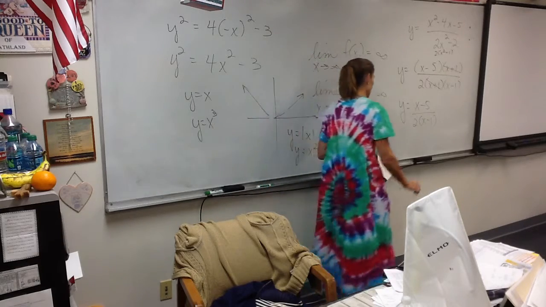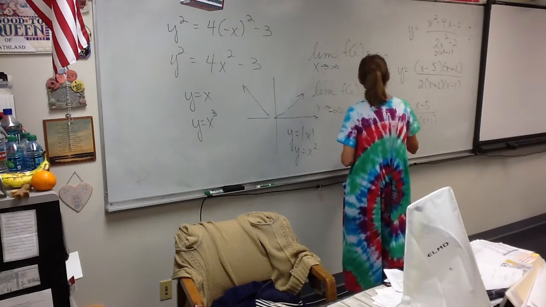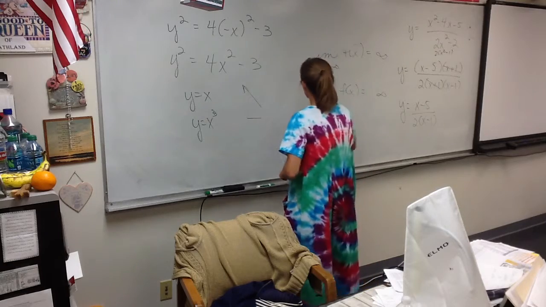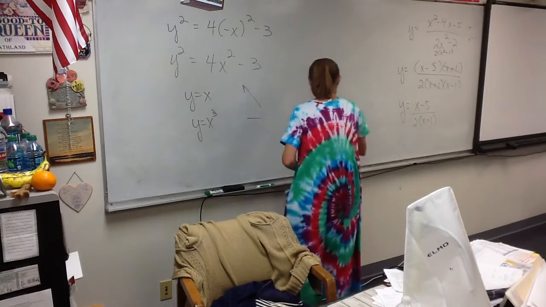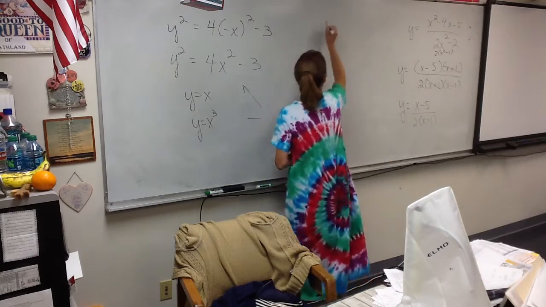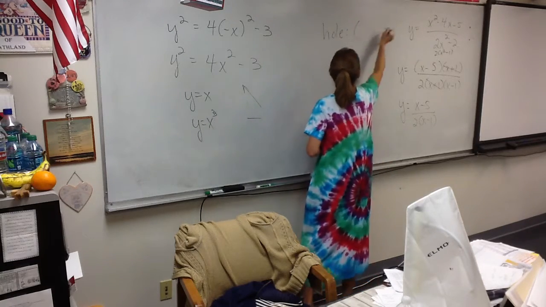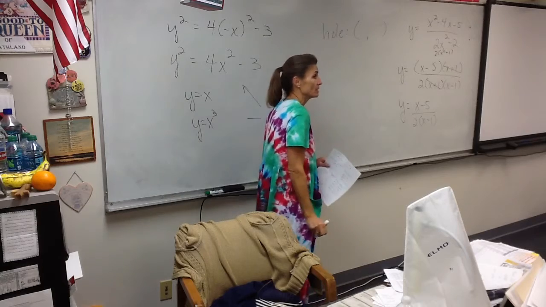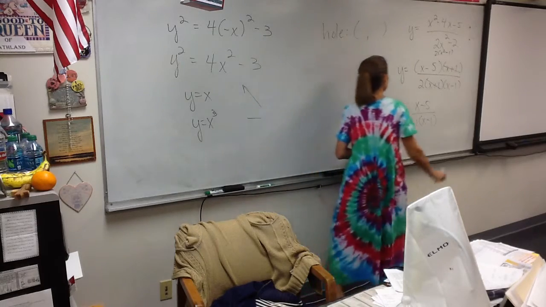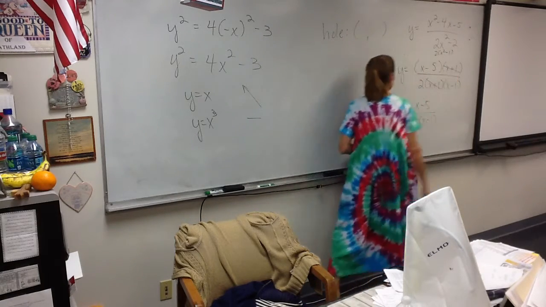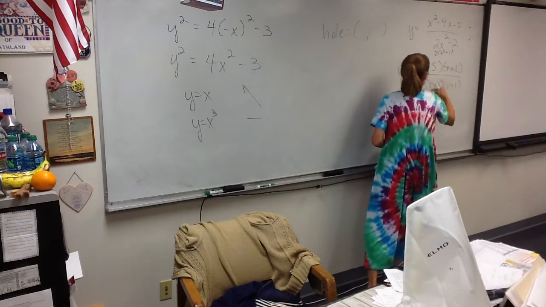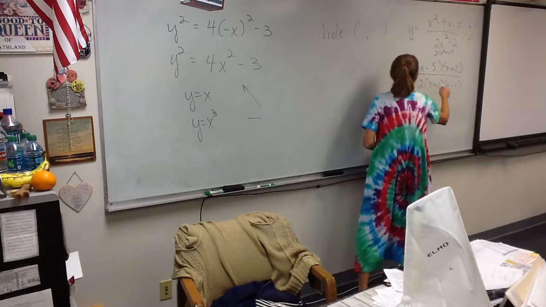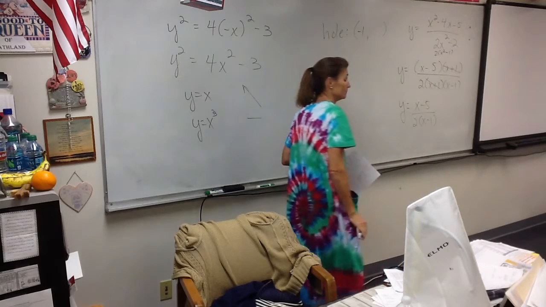now. As soon as you canceled, you should have known, you are going to have a hole. And the hole is a point, and its x-coordinate is always the factor that canceled out. So what value of x canceled out? -1.